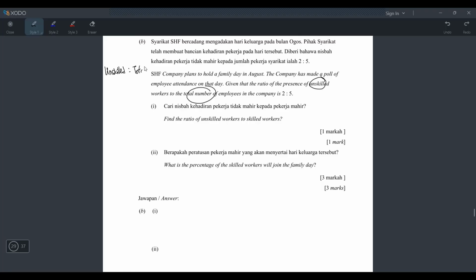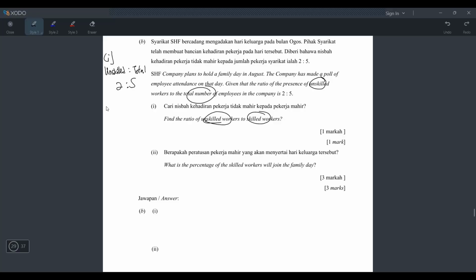Ratio total is 3:5, 2:5. But I did mention that ratio can actually change to fraction, right? So if I say unskilled is 2, total is 5, then number 1, they say find the ratio of unskilled to skill. Okay, how to do? Okay, the working out right here.